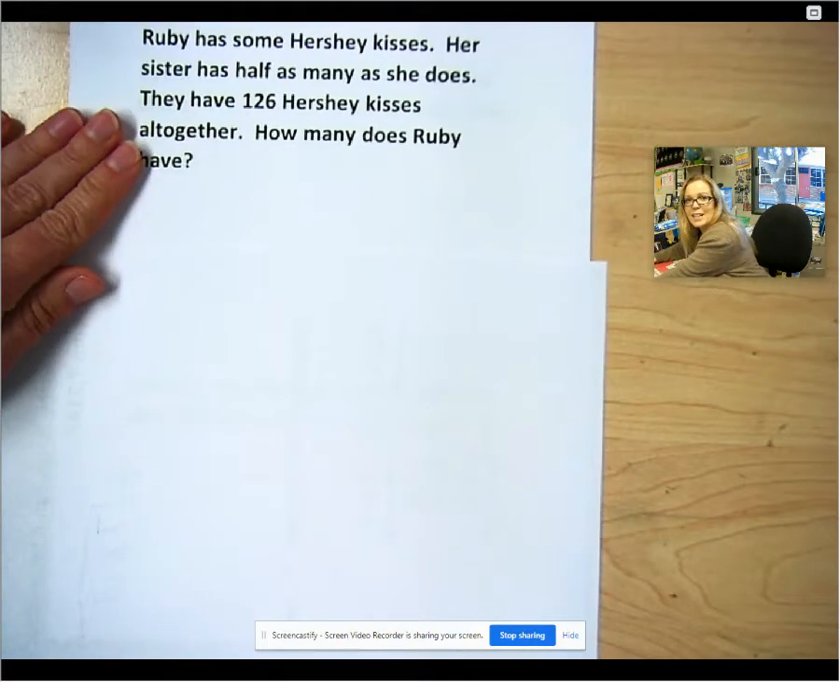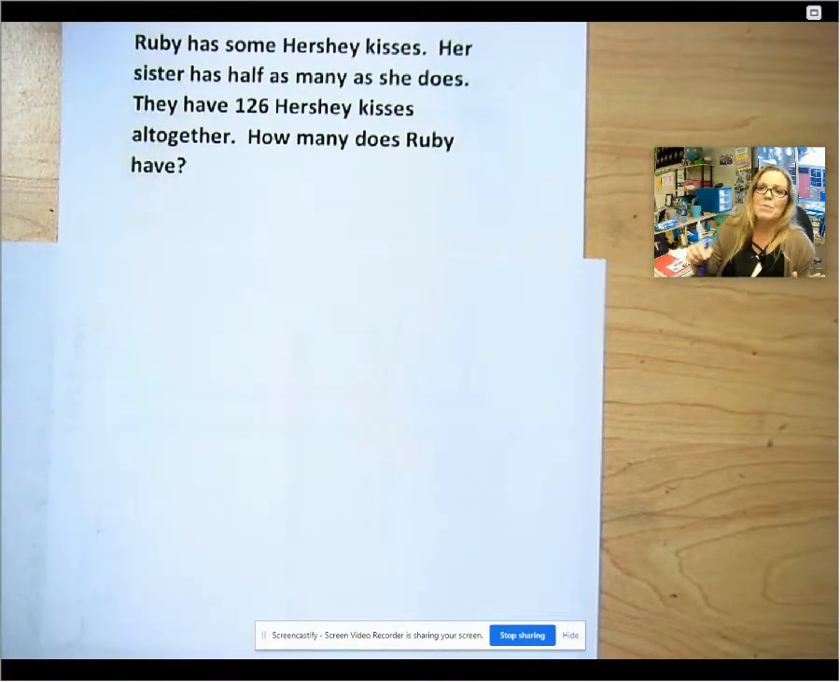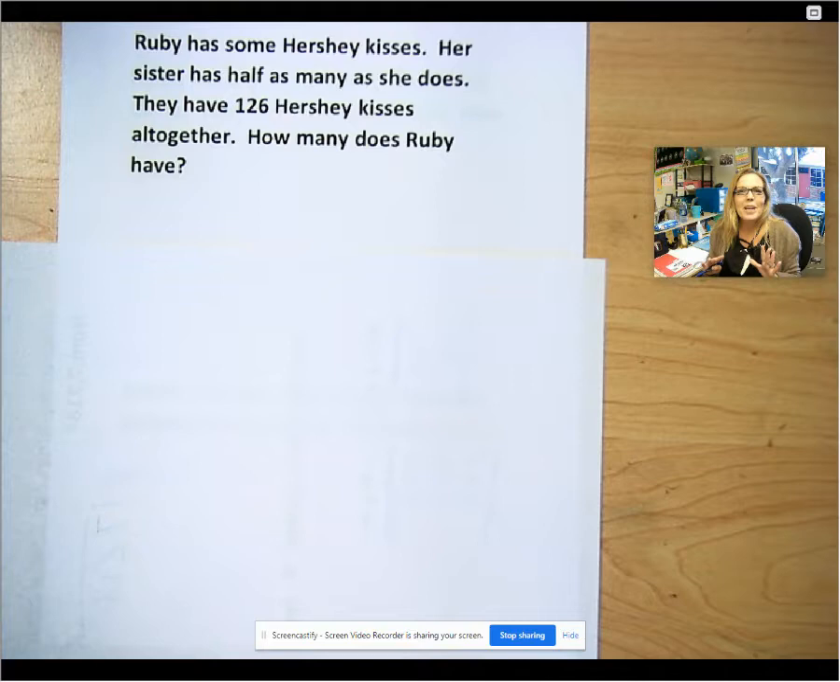Okay, we have done plenty of these word problems, and if you can model it, you can solve for it. I promise you that, nerdy Nawg-Dawgs. So Ruby has some Hershey Kisses. We don't know how many. Her sister has half as many as she has. They have 126 Hershey Kisses altogether. But how many does Ruby have? Believe me, nerdy Nawg-Dawgs, this is a problem you can solve.